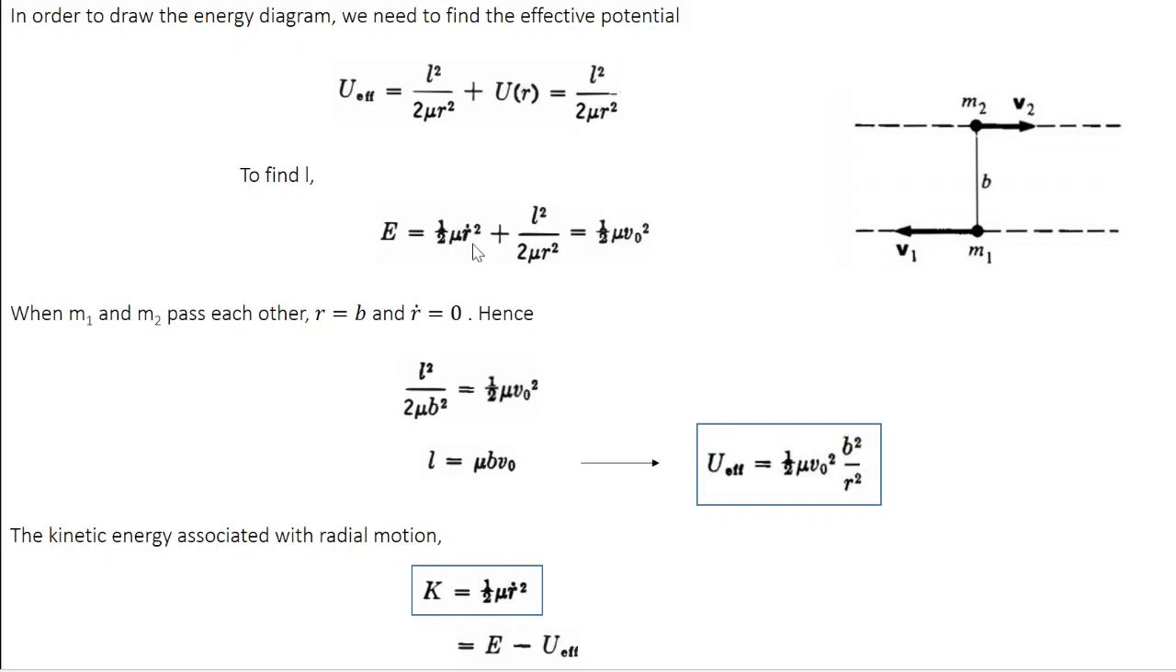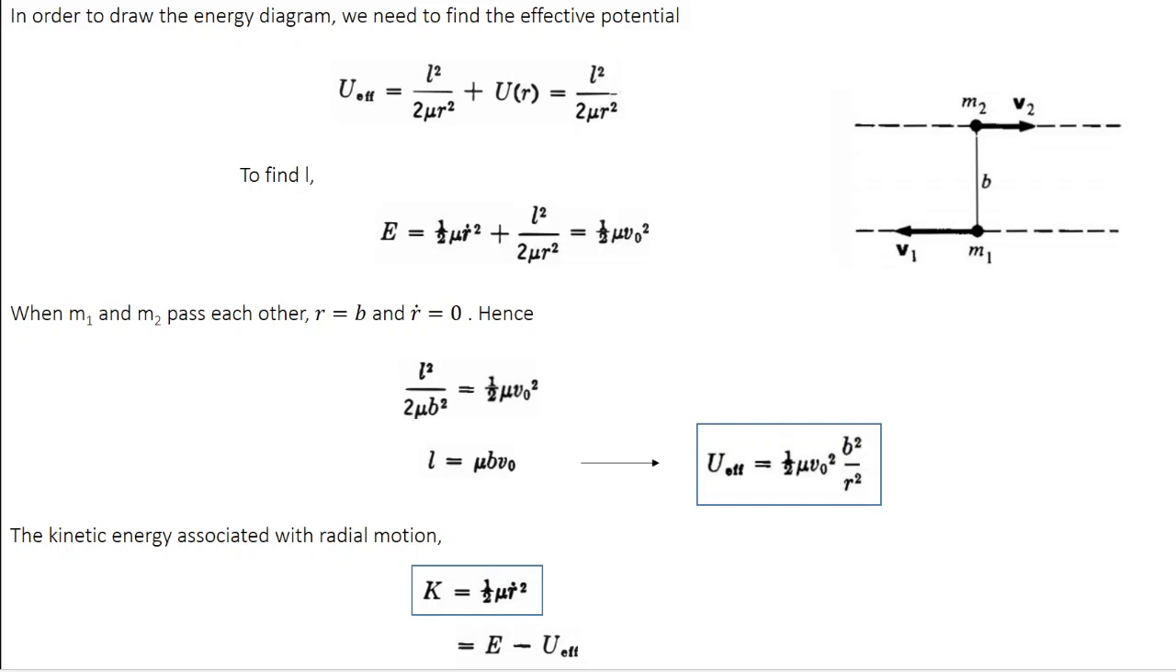In the first term, half mu R dot square, R dot is 0, so this term vanishes. So you have L square divided by 2 mu. Instead of R square, now you have B square equal to half mu V naught square. From this you can write L equal to mu B V naught. Now substitute in this expression, so the effective potential energy is given by half mu V naught square B square by R square. So you can see effective potential is a quadratic function of R.